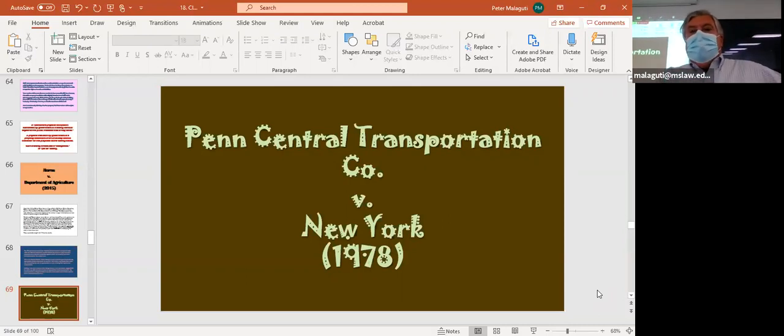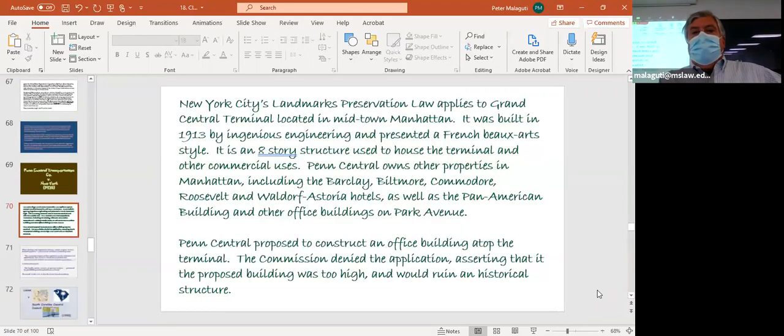So Penn Central Transportation case versus New York. I should get a picture of this. Grand Central Terminal is in Midtown, New York. I bet you a lot of you have been there before. It is essentially South Station on steroids. People walk into South Station and they think it's big. It's not. Grand Central Station is huge, and it's quite a piece of architecture.